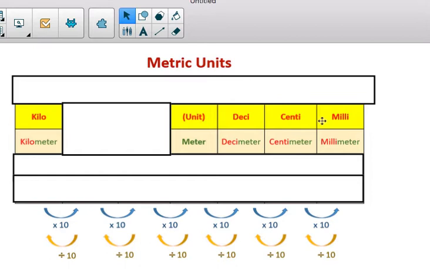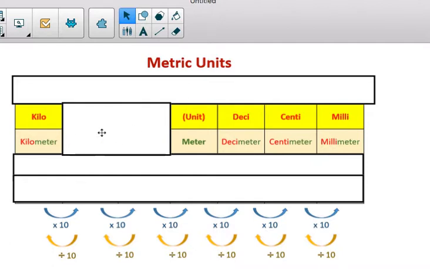When the meter is divided into 100 pieces, one of them would be a centimeter. And centi means divided by 100. Cien in Spanish. Finally, when the meter is divided into 1,000 pieces, one would be a millimeter, and milli meaning divided into 1,000 pieces. Mil in Spanish.